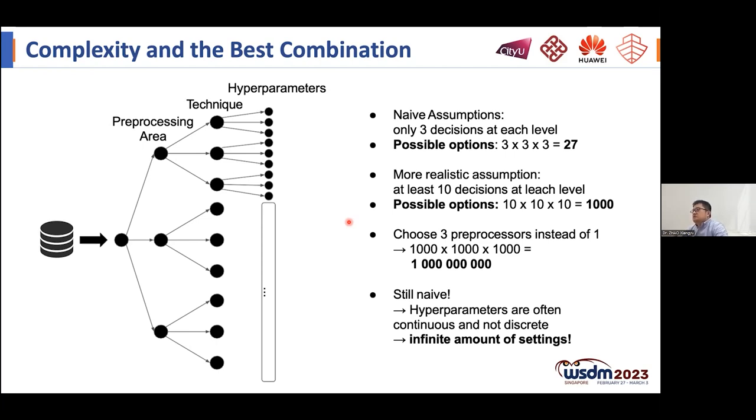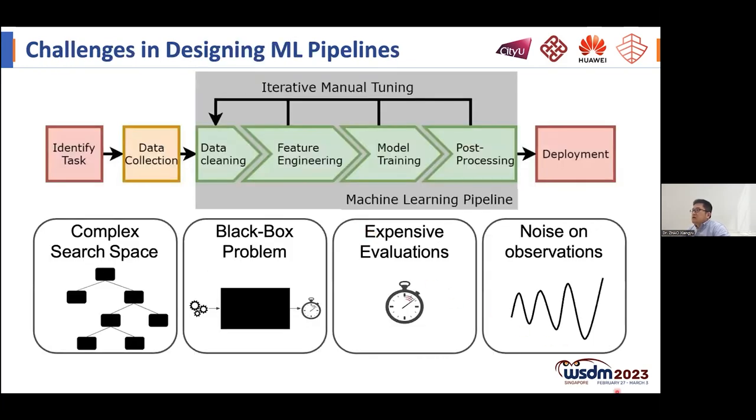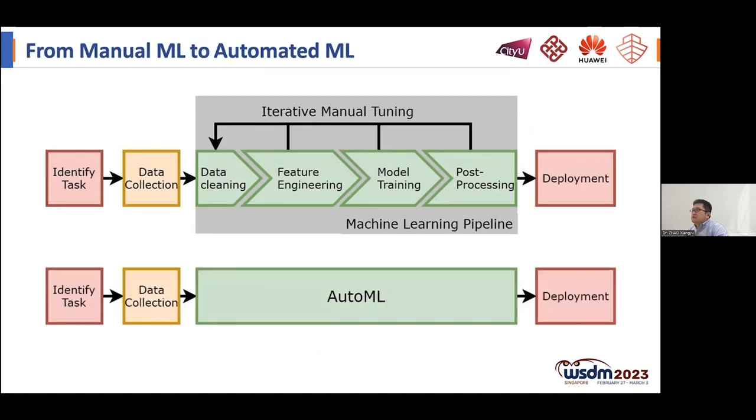So you need some kinds of experts who are knowledgeable about all kinds of these parts and try to figure out what's the best combination. But unfortunately, the task to figure out the best combination is very tedious and time consuming. So people had to sit there maybe for weeks, months or even longer to figure it out. And in addition, we also face many other problems during the machine learning pipeline, such as the complex search space, black box problem, intensive evaluation, and the noise on the observations.